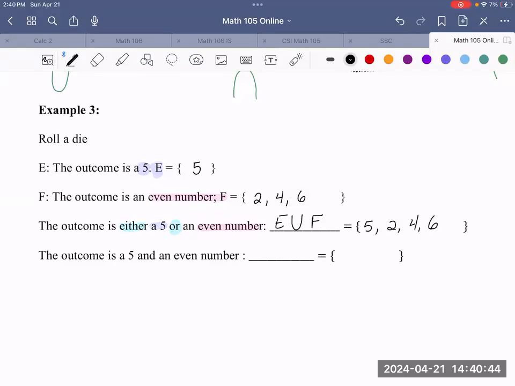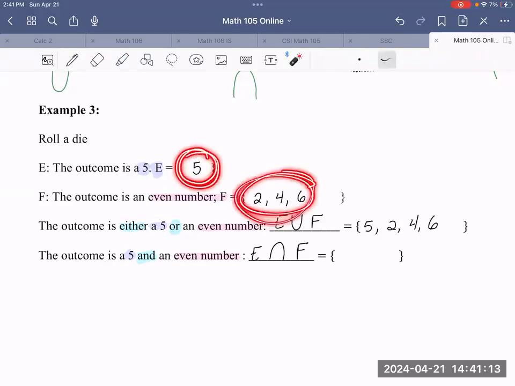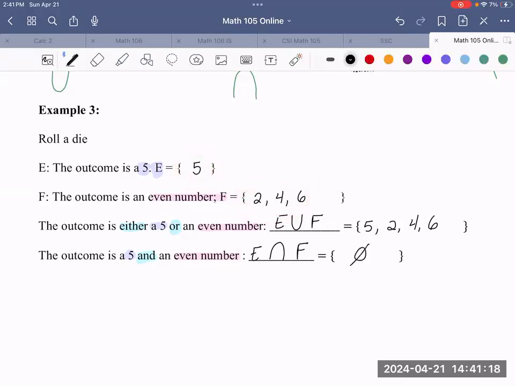Now let's try it again. The outcome is a 5 and an even number. What does that look like? Well, you said even number is F. We have F right here. We said a 5 is E. And is this looking one, that upside down U. So it's a 5 and also an even number. Is that possible? No, that is not possible. 5 is not an even number, so this is an impossible event.